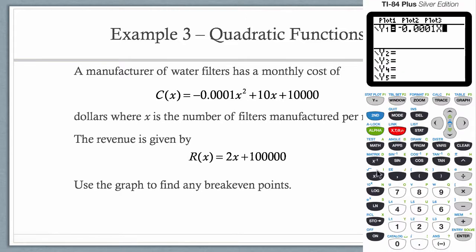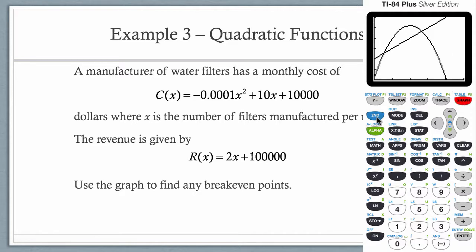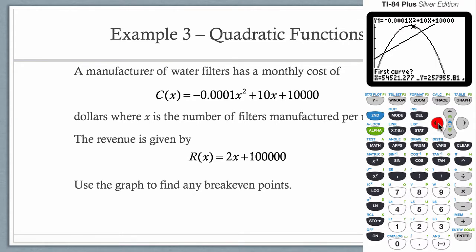As you can see, in y1 I'm going to put C of x, which is my cost function. In y2, I'm going to put my revenue function. And I'm going to enter the window that I was given. Once I have everything entered, I can go to graph. And we see that we have 2 intersections, so I need to find those separately. Remember, to find intersections, we do second and then the trace key, and we want option number 5. I'm going to do that for both of those break-even points that I see on the graph.